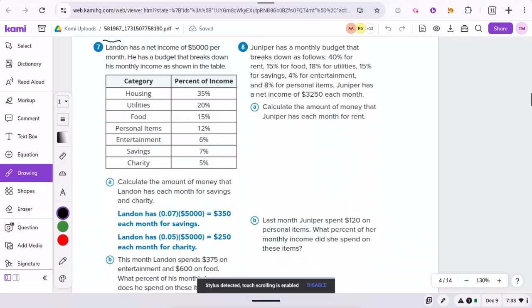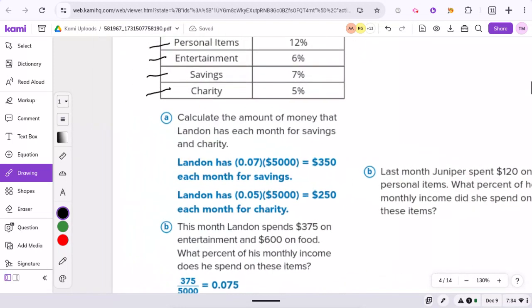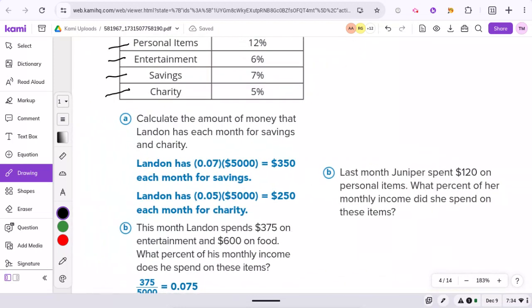Number 7 says that Landon has a net income, which means total income, of 5,000, and he has a budget, meaning what he's expected to spend in certain categories like housing, like rent, utilities like electricity and gas, food, personal items, entertainment, savings, and donations and charity. For this one, it gives you the answers, so I'll just review them with you.